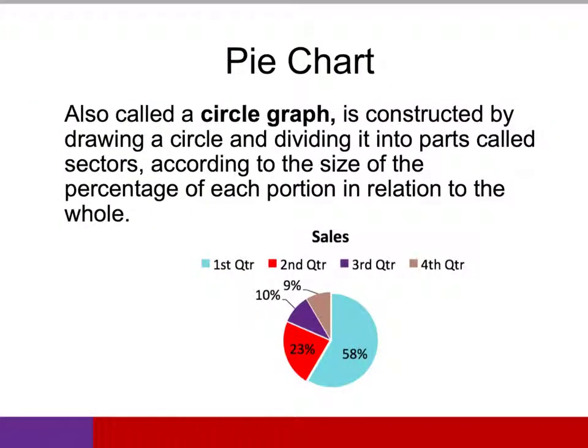Next, we've got pie charts. These are also called circle graphs. It's constructed by drawing a circle divided into parts that are called sectors, according to the size of each portion in relation to the whole. So the bigger the percentage, the bigger piece of the pie it has.